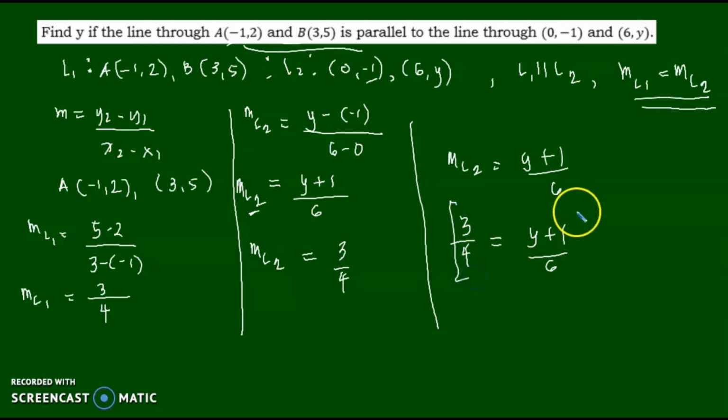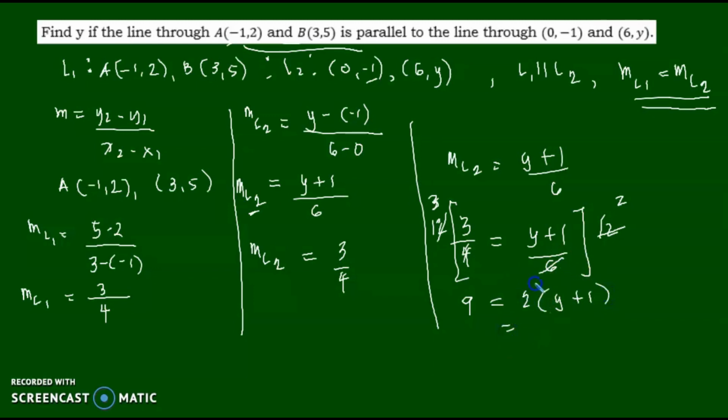So multiply both sides by the LCD. So what is the LCD of 4 and 6? So it's 12. Then multiply both sides by 12. So 12 times 3/4. So cancel 12 and 4. So 12 becomes 3 and 4 becomes 1. So 3 times 3 is equal to 9. Then equals, y plus 1 over 6 times 12. So cancel 6 and 12. So 12 becomes 2. Then multiply to y plus 1. So 2 times y plus 1.